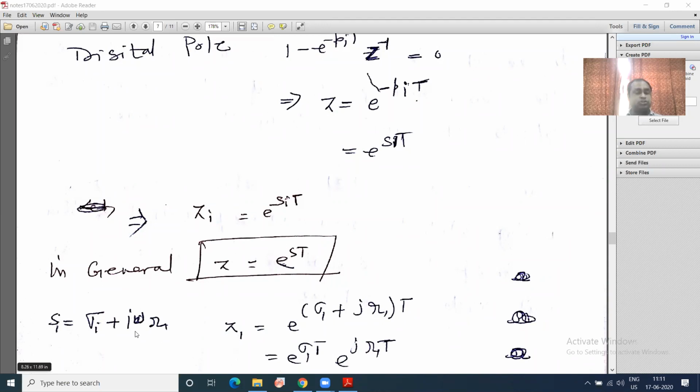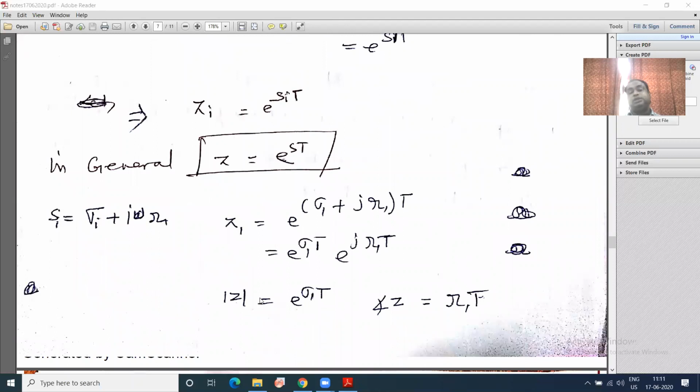Once you know this, if I substitute S equal to S_1, then S_1 equals sigma_1 plus j omega_1. Then I will write Z_1 corresponds to e to the power (sigma_1 plus j omega_1) times T, using the relationship Z equal to e power sT which I have derived. Therefore, we will find that the magnitude of Z equals e to the power sigma_1 T, and the phase equals omega_1 T. Is it all right? Magnitude of Z equals e power sigma_1 T and angle of Z equals omega_1 times T. Is it all right? Yes, sir.